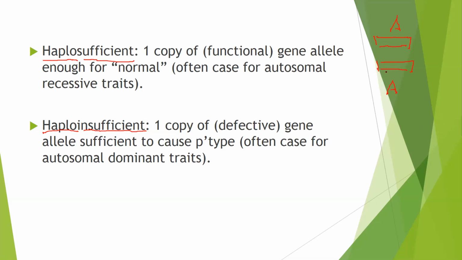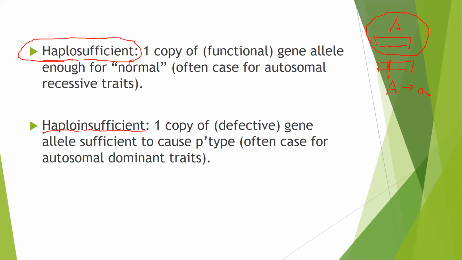But for some reason, there's a mutation occurring in one allele, let's say here. So this will become lowercase a, right? However, this individual still has one functional allele, and this one copy of the wild type allele is good enough. Even though there's only one copy, this functional allele can produce enough protein to produce the wild type phenotype. So in this situation, we say this heterozygous genotype is haplo-sufficient, right?